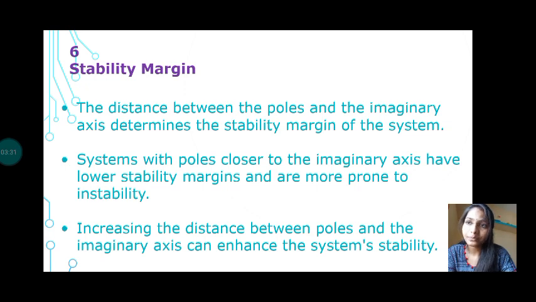Stability margin. The distance between the poles and the imaginary axis determines the stability margin of the system. Systems with poles closer to the imaginary axis have lower stability margins and are more prone to instability. Increasing the distance between poles and the imaginary axis can enhance the system's stability.